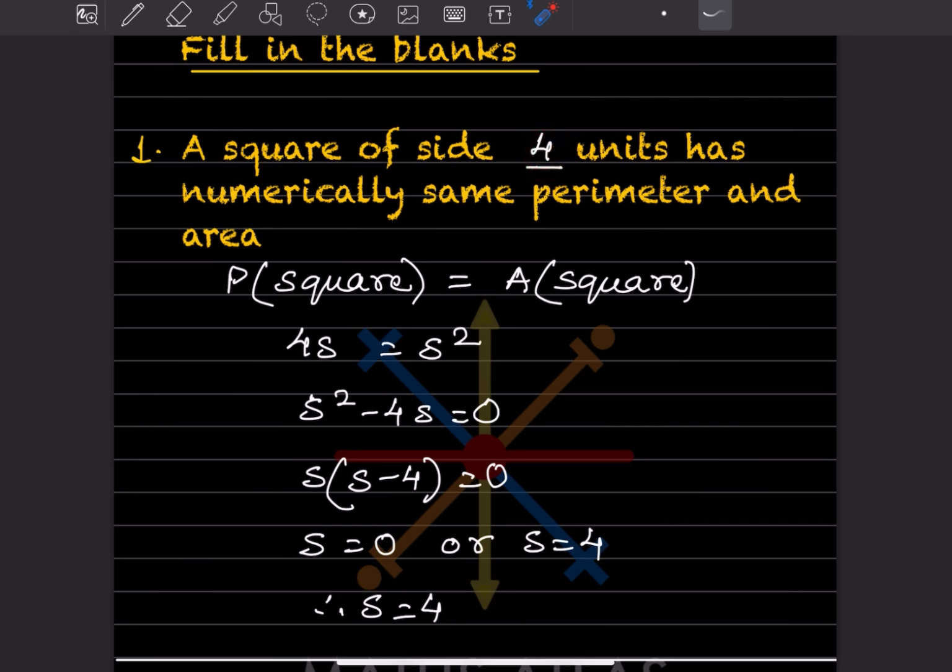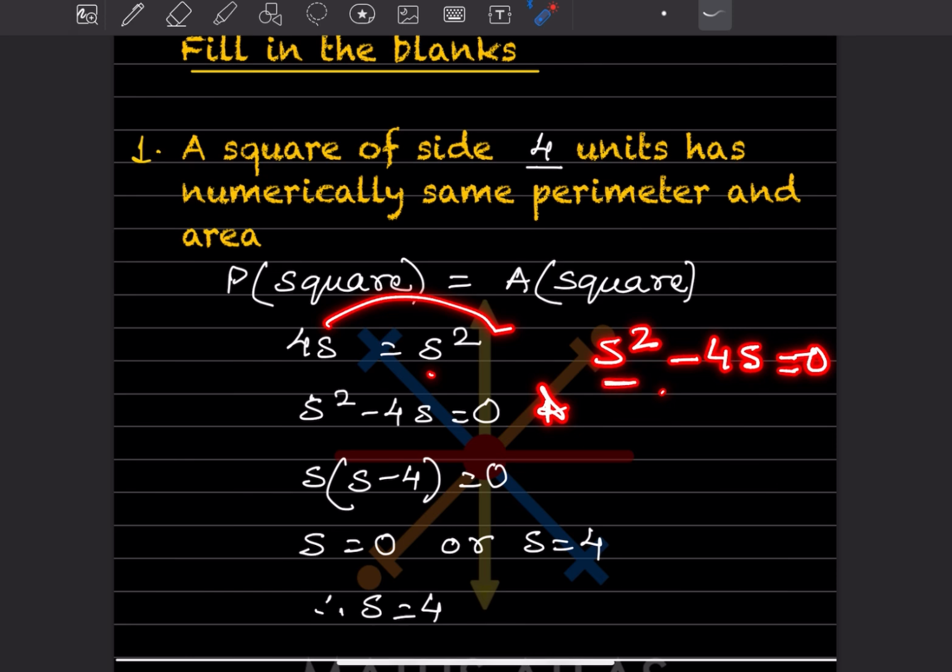Now see here, they said a square of side dash units has numerically the same perimeter and area. That means this is a square. So the perimeter of the square is the same as the area of the square. You know the sides are equal, so the perimeter is 4s, and the area of the square is s square. When you solve this, you know the quadratic: s square should come first, and if this goes here, it is going to be minus 4s. This will be 0. This step is important.